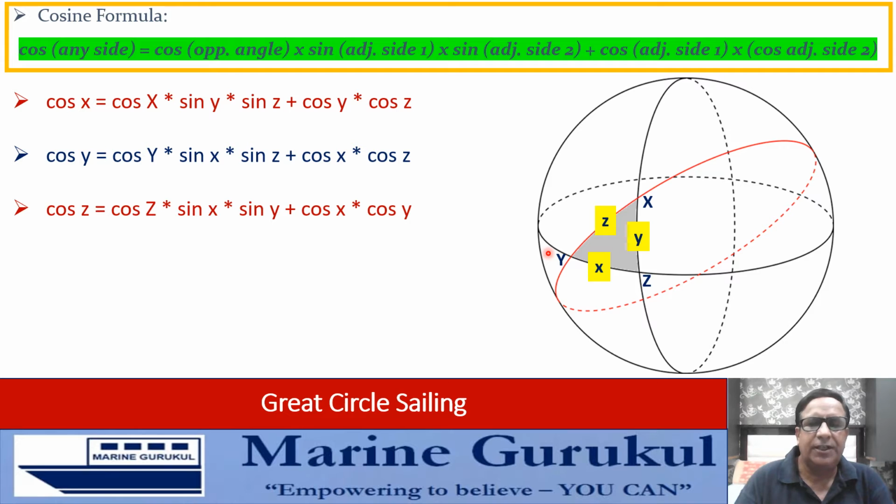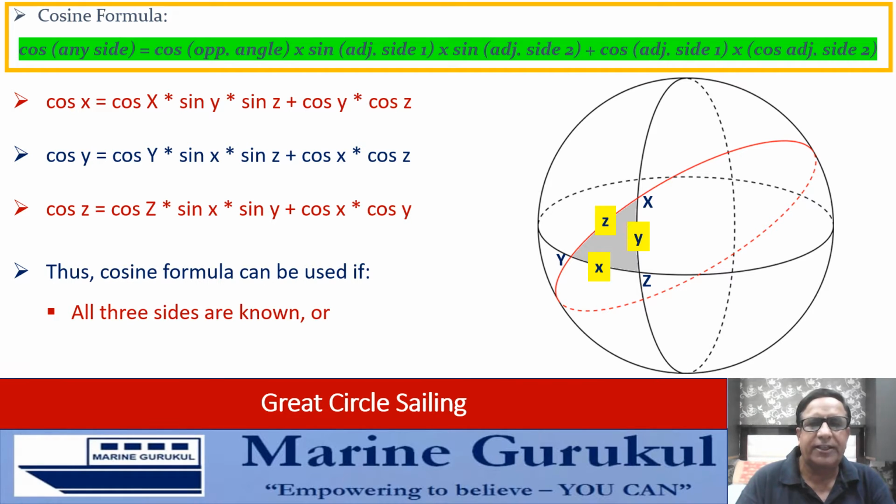Now what do we see in this cosine formula which we have just learned and revised? It involves 3 sides and 1 angle. So to be able to use the cosine formula, you need to know either all the 3 sides, then the cosine formula can be used to find the missing angle, or you should have 2 sides and the included angle. In that case, you can use it to find the third side. So please remember, to be able to use the cosine formula, either you should have all the 3 sides or you should have 2 sides and the included angle.